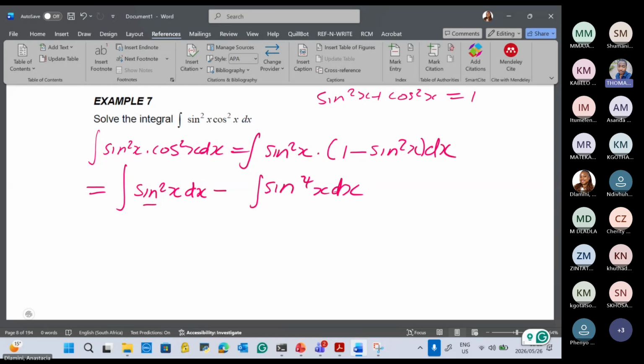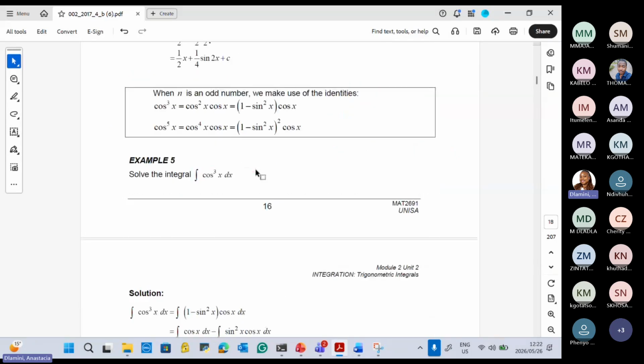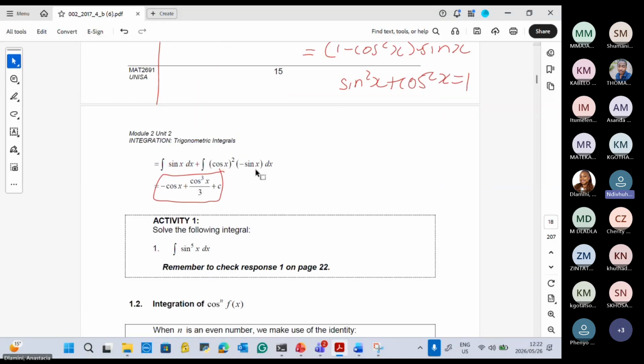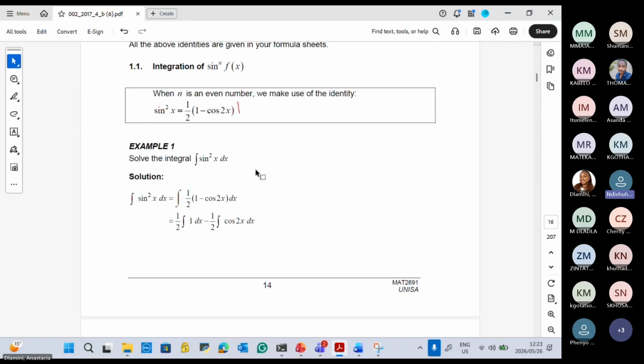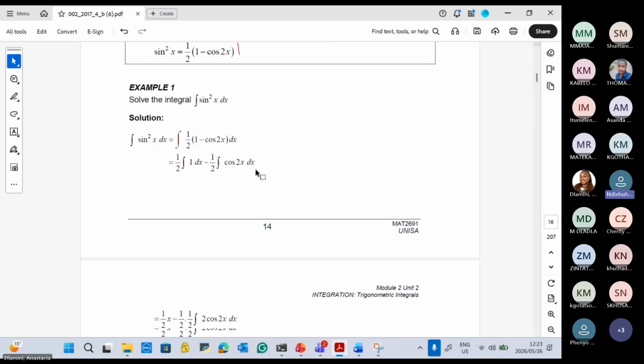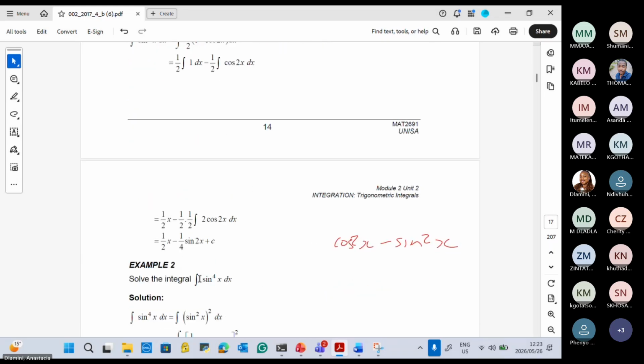Yes. Okay, let's go and find it. We did find it, isn't it? It's half minus half into 1 minus cos x. I mean sine x. It's this one over here. We found it. It was here, right?